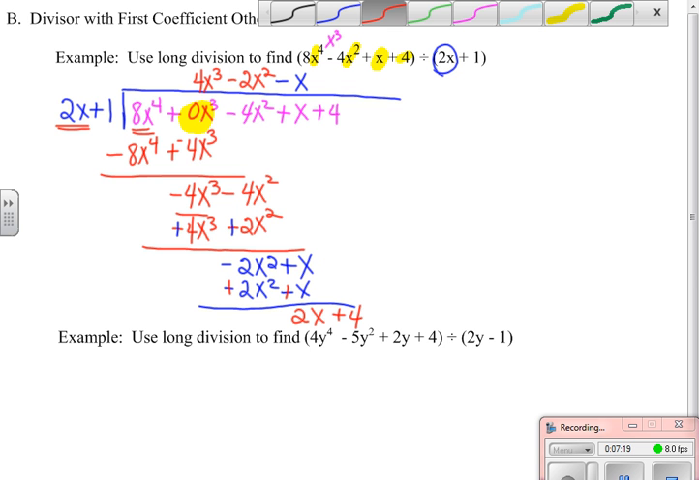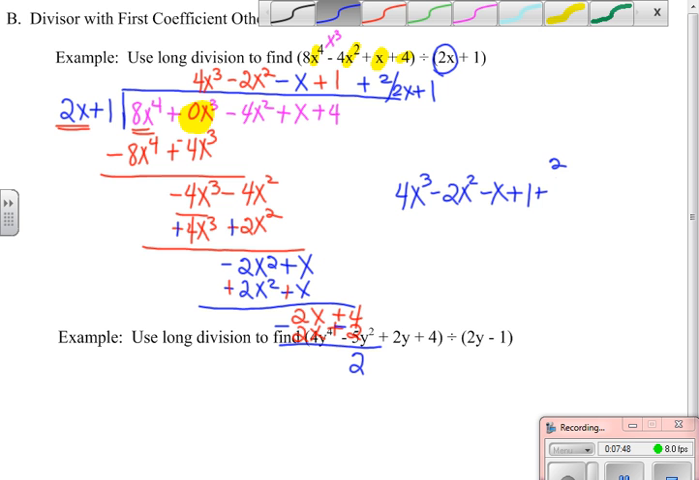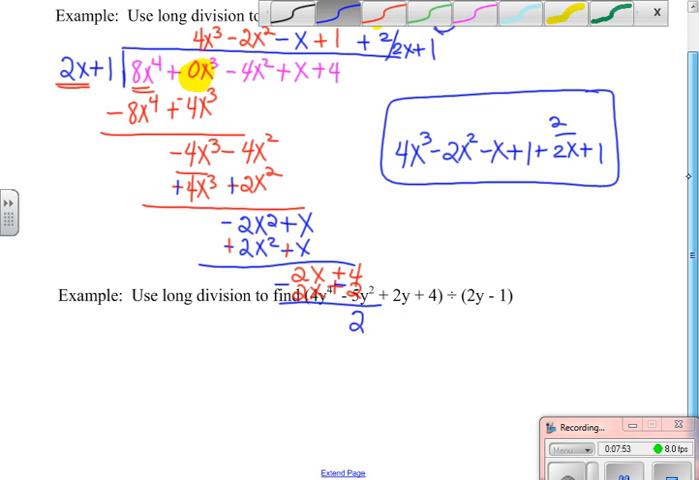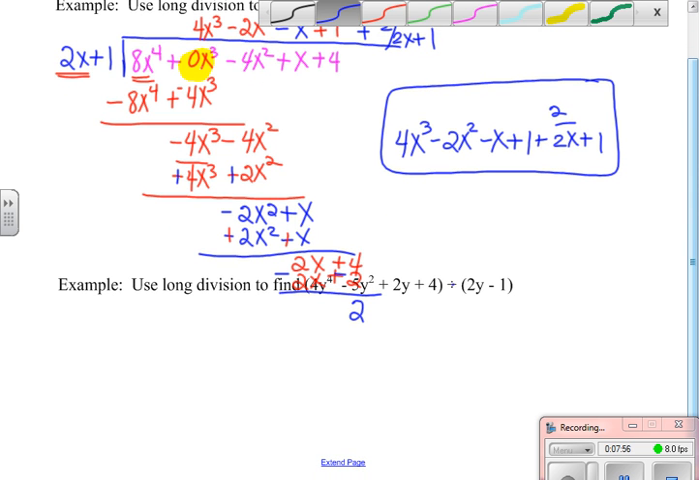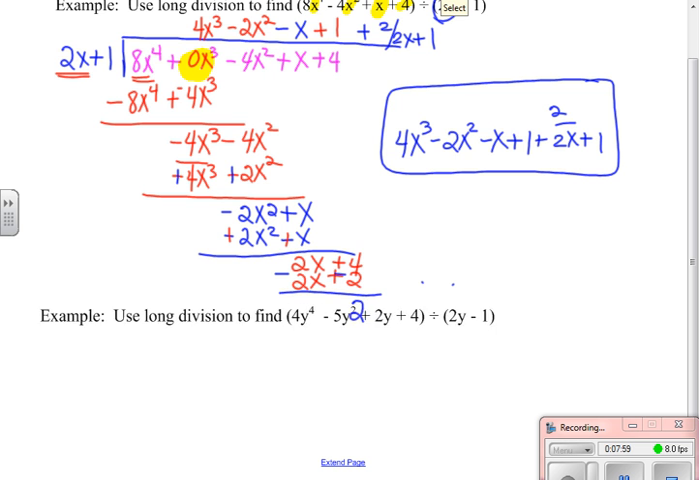How many times does 2x go into 2x plus 4? It goes in 1 time. And so I have 2x plus 2. But remember, subtract. And so I have 2 as my remainder, plus 2 over 2x plus 1. So my whole answer when I'm all done is 4x cubed minus 2x squared minus x plus 1 plus 2 over 2x plus 1. And that is your answer. Again, longer, but really makes it much easier than synthetic division.